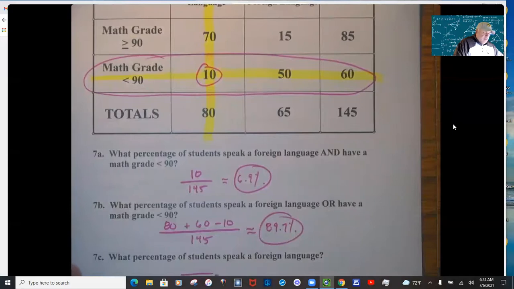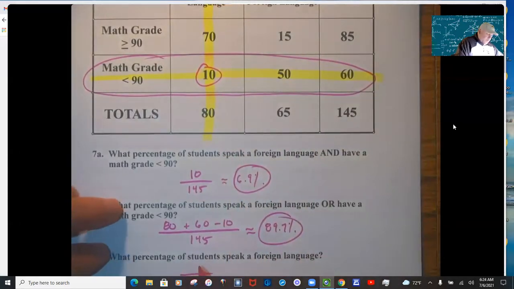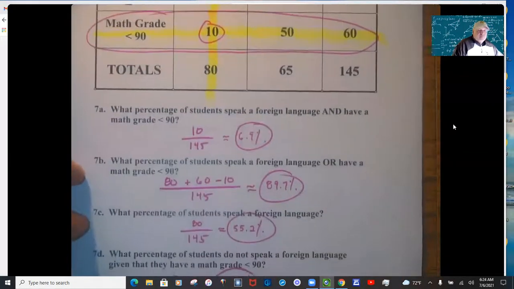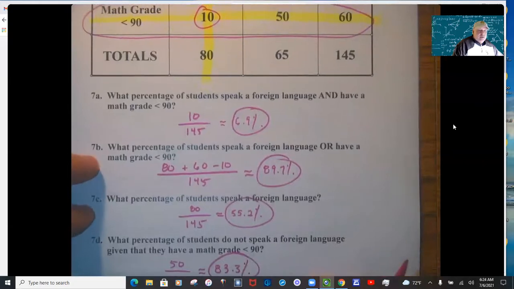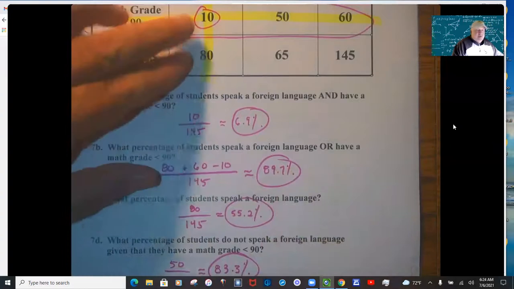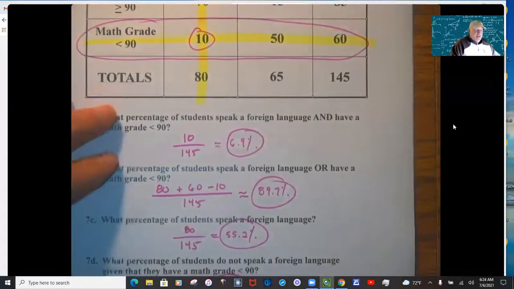What percentage of students speak a foreign language? So 80 of them out of 145. It's 55.2%. So again, you're looking at the edges of the table to get your values for the numerator, and then the 10 is simply where they intersect, which is where you want to start with on 7A.